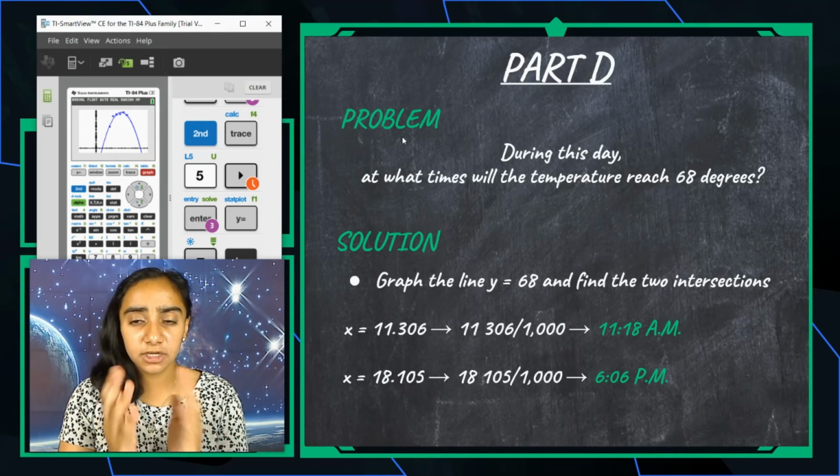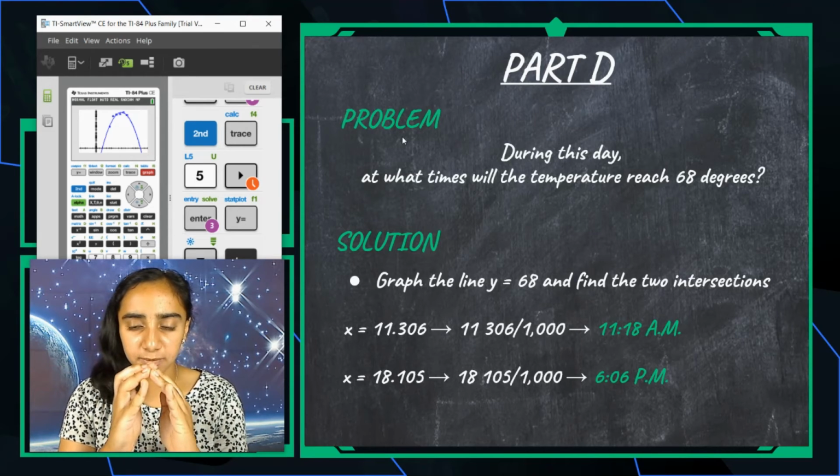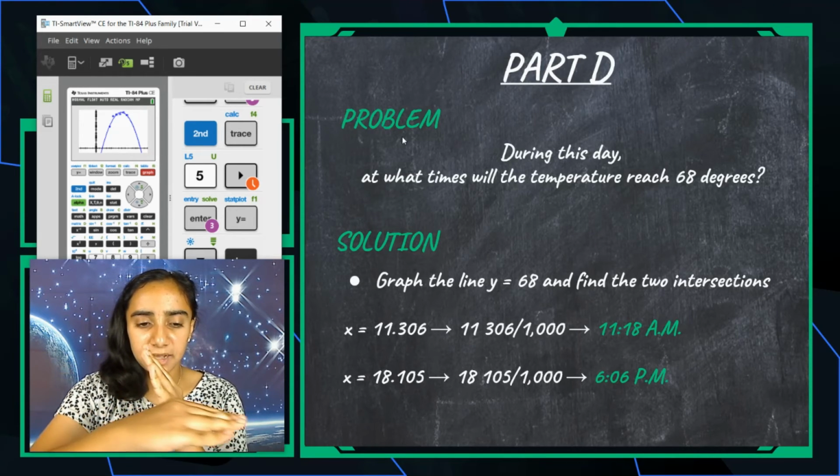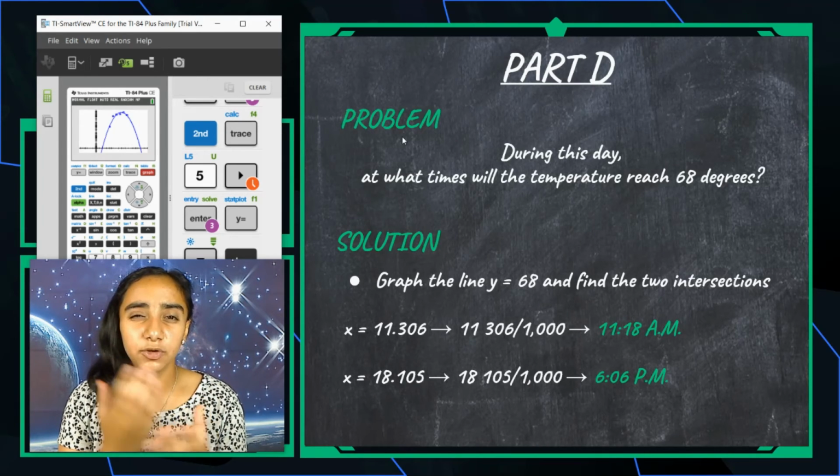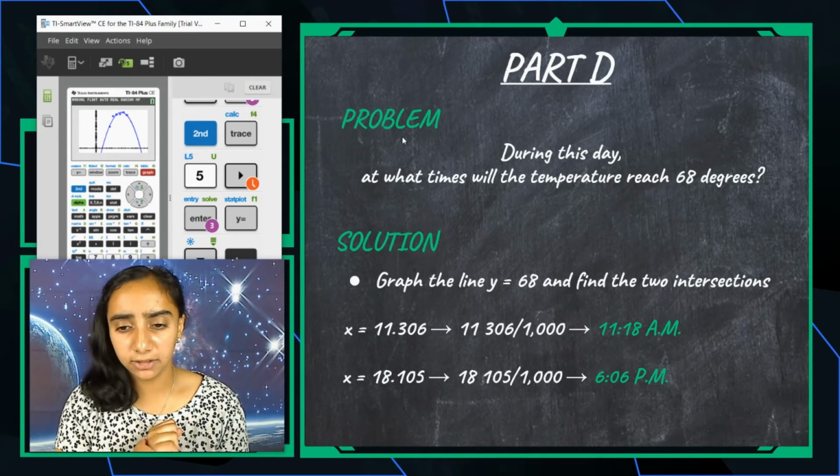If you think about it, why is it 2 times? Well, the parabola is shaped like this. If we have a linear equation passing through it, it's going to hit the parabola in 2 different points, and I'll show you. Maybe you'll understand it better if I show you on the calculator.